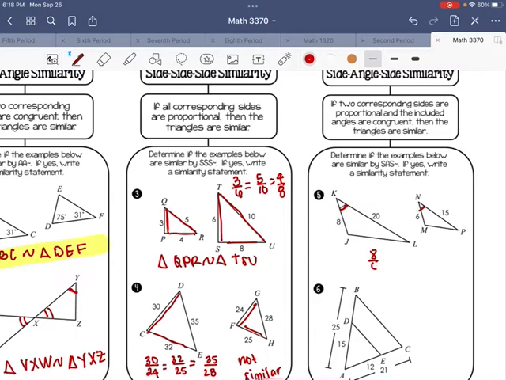So we get 8 over 6 equals 20 over 15. You could also check this by doing a little proportion to see if they're equal. So you could do 8 times 15 equals 6 times 20 and see if that's equal. But I'm just going to divide them. When I do 8 divided by 6, I get 1.3 repeating. And then when I do 20 divided by 15, I also get 1.3 repeating. So these triangles do have two proportional sides and a congruent included angle. So they are similar by SAS. So I can say triangle JKL is similar to triangle MNP.